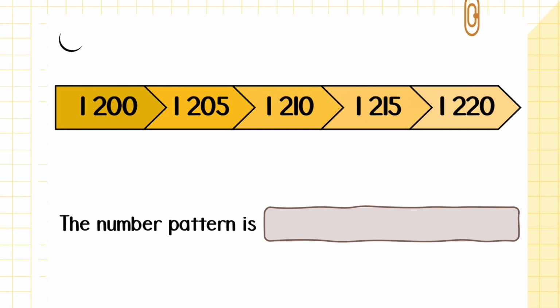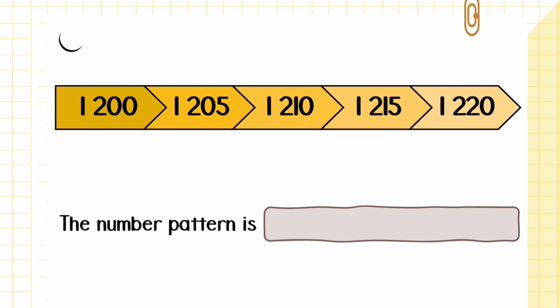Now, let's say we have a few number cards here. All of these number cards have been arranged in some orders. So, can you recognize these number cards already arranged in ascending order or descending order? Yes, as you can see, this number cards is arranged in ascending order. Why? Because the number is going up from small to big.